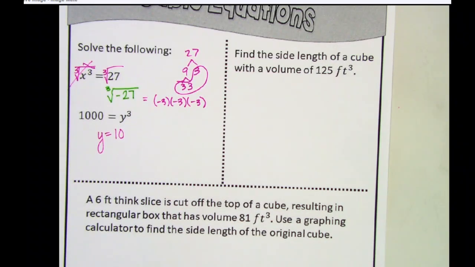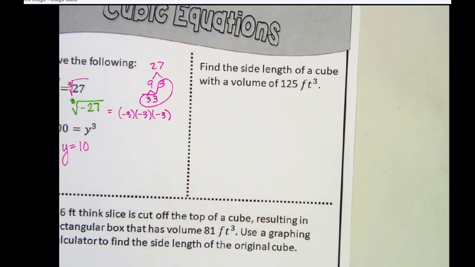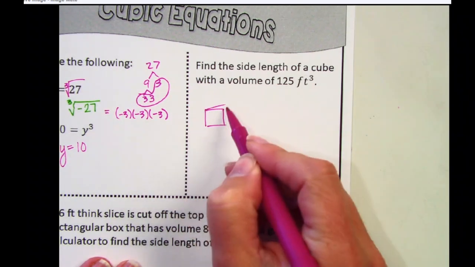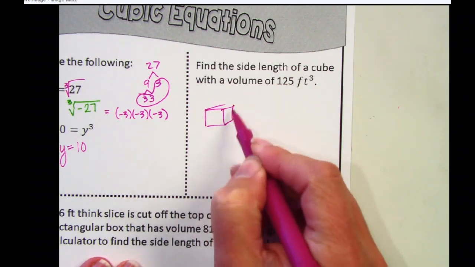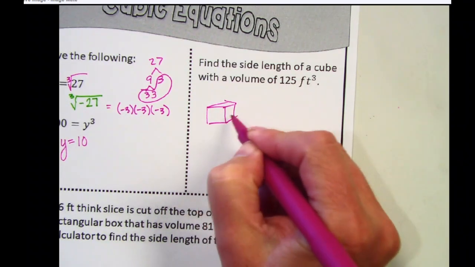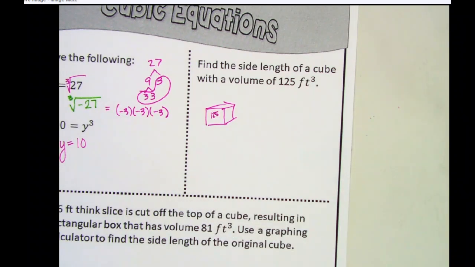All right, and then they start throwing in words, which just makes it a little uglier, but this one's super friendly. Find the side length of a cube. What do you guys know about the side lengths of a cube, by the way? Not much. They're the same? They are the same, and it tells me my volume is 125. But it doesn't tell me how long a side is.